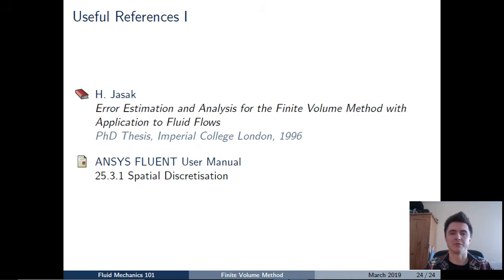And for those of you who'd like some further reading, there's some useful information in the ANSYS Fluent user guide, and the section you want is section 25.3.1. And another excellent reference is Professor Jasak's thesis from Imperial College London, which really goes into the details of the finite volume method and deriving each of these terms in a lot more detail than I've considered in the slides here.